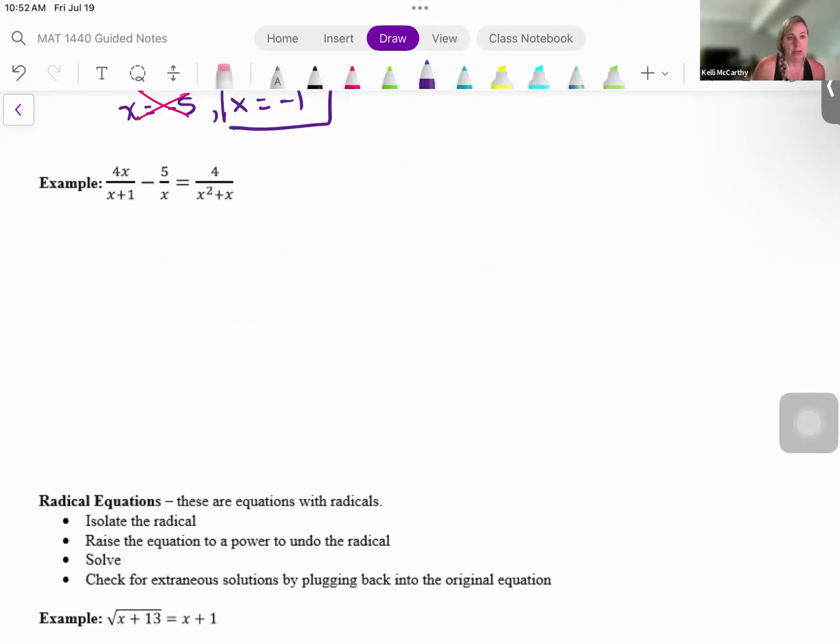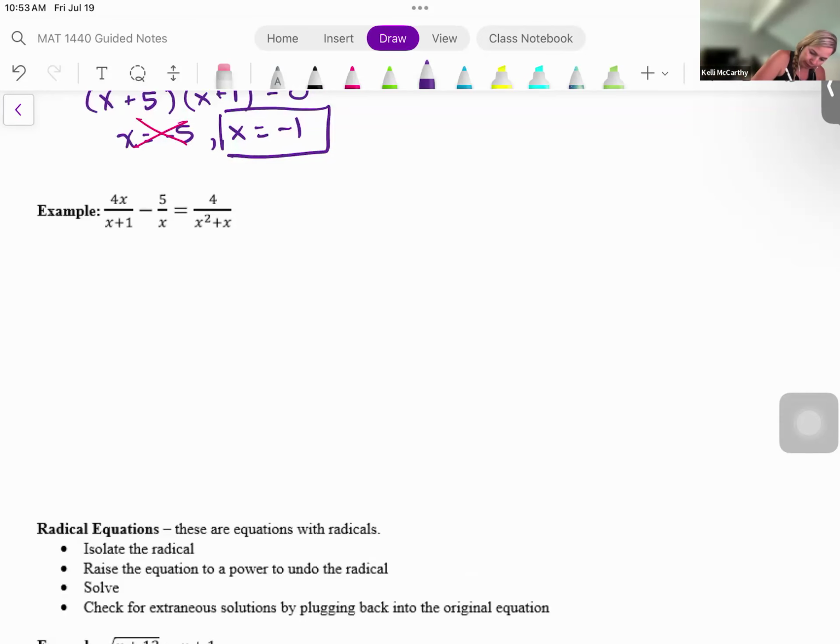4x divided by (x plus 1) minus 5 divided by x equals 4 over (x squared plus x). So here's another example where we're going to start by factoring that third denominator, the x squared plus x. Factoring the denominators just makes it a lot easier for us to identify what that LCD is. So from x squared plus x, I can factor out an x, and I'm left with x plus 1. From there, I can see that my least common denominator is x times (x plus 1). And my restrictions: x cannot equal -1 from that first fraction. It also can't equal 0. And we see both of those restrictions from that third fraction as well.